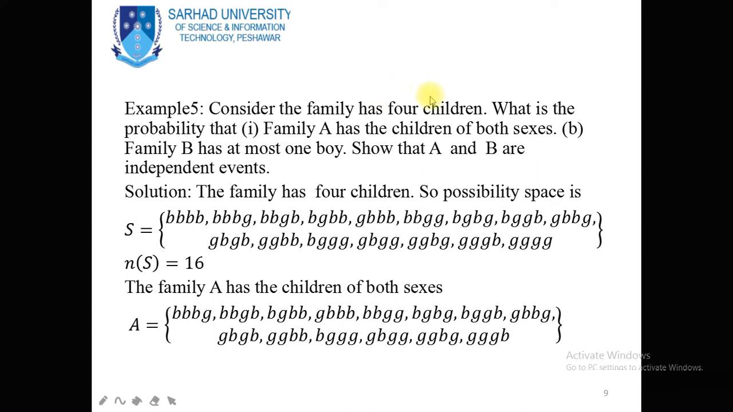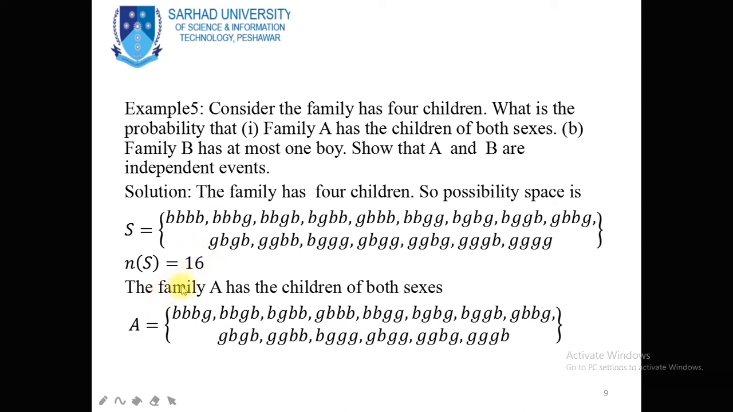So in case of four children, these are the arrangements of the children: maybe all children are boys, maybe the first three children are boys and the fourth child is a girl. Similarly, maybe all children are girls. So these are all the possible outcomes for this experiment. So this is the sample space. In this case, the number of outcomes in the sample space is 16.